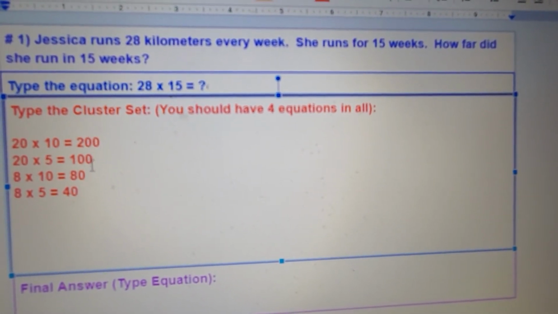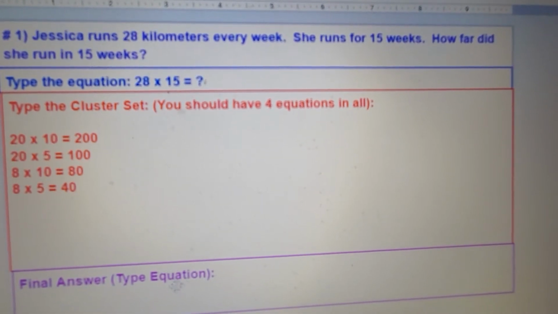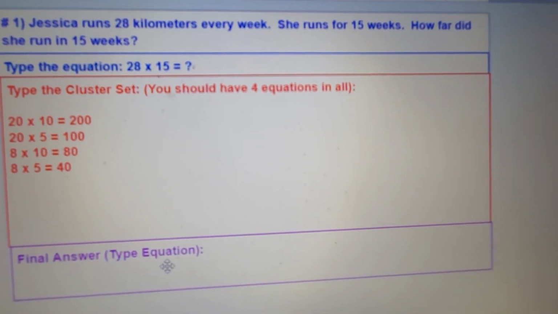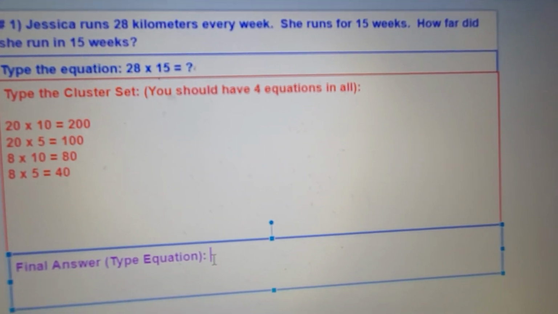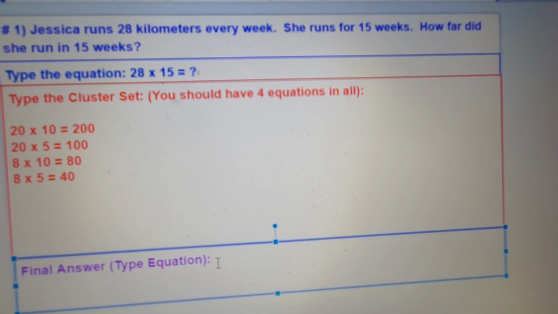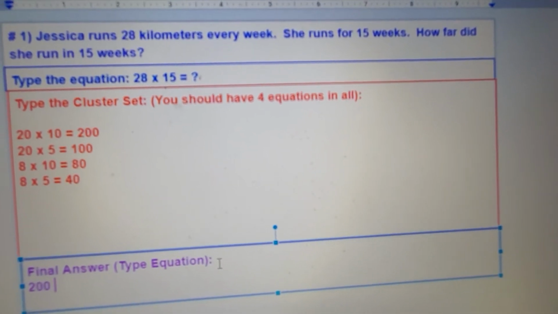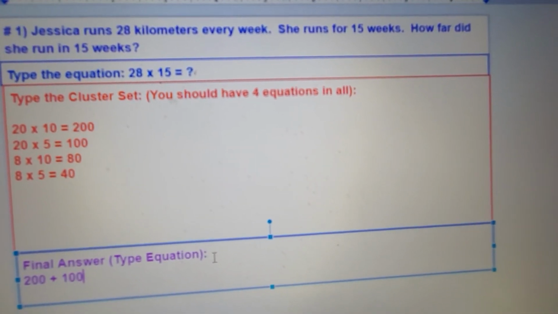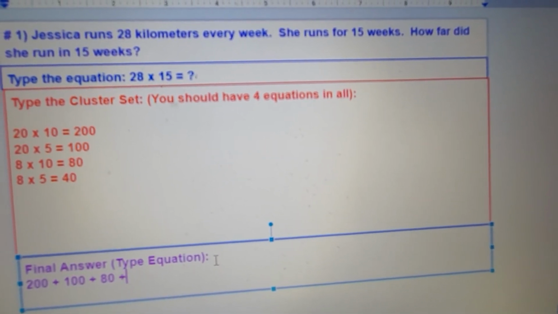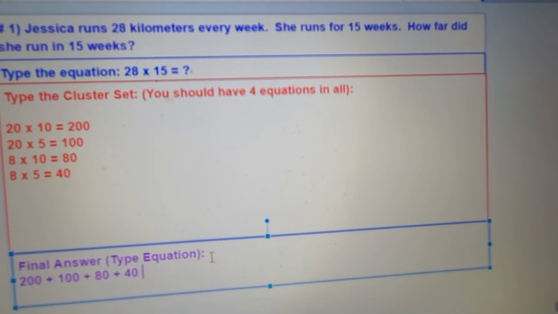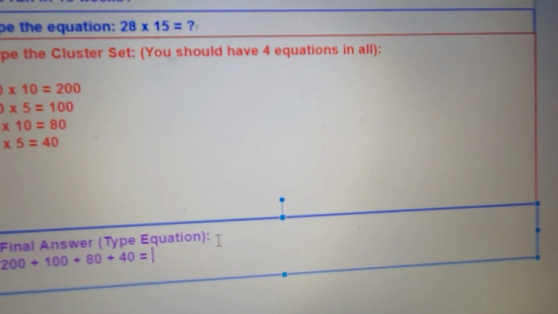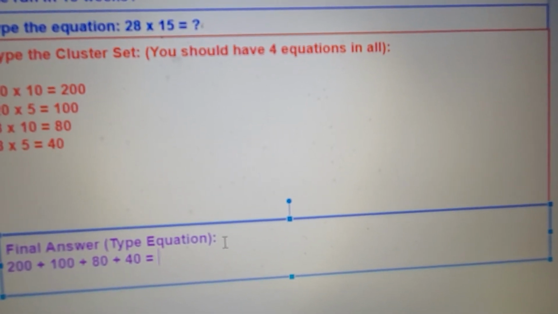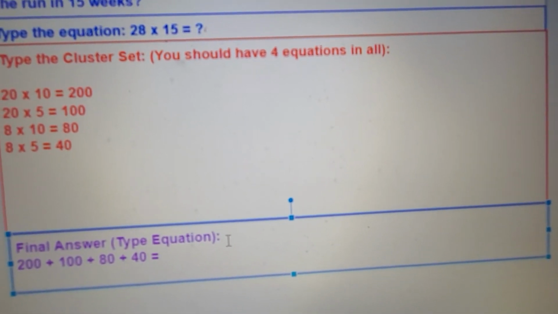And then the last box, oops, I keep doing that. You double click on it, and it says final answer. Type your equation. I'm going to hit enter and just type my answers in. 200 plus 100 plus 80 plus 40. And if I add that up, 200 and 100 is 300, plus 80 is 380, plus 40 is 420.